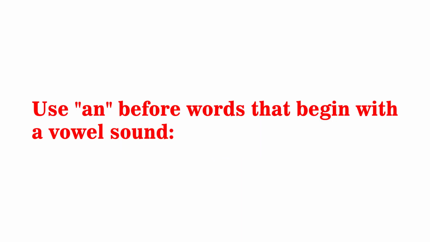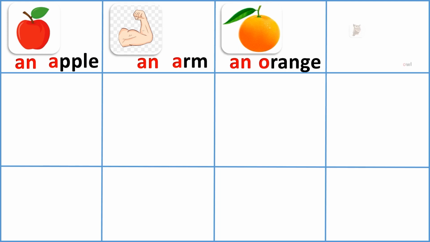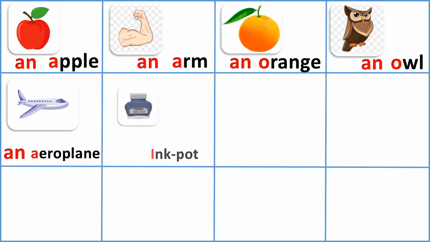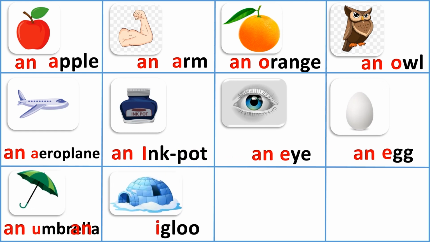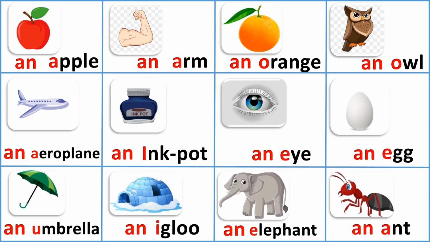We use an before words that begin with a vowel sound. An apple, an arm, an orange, an owl, an aeroplane, an inkpot, an eye, an egg, an umbrella, an igloo, an elephant, an ant.